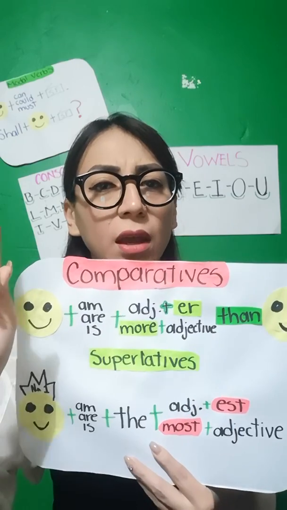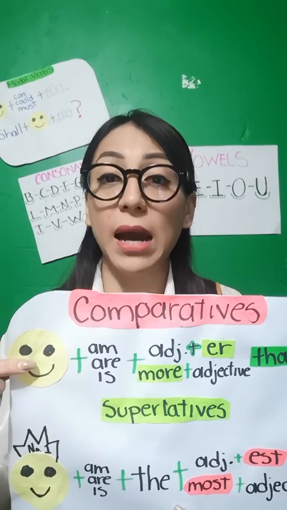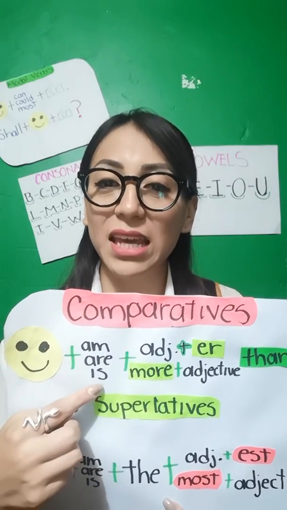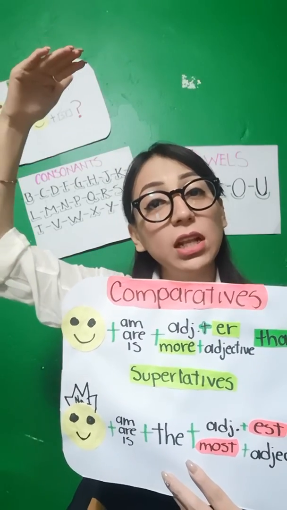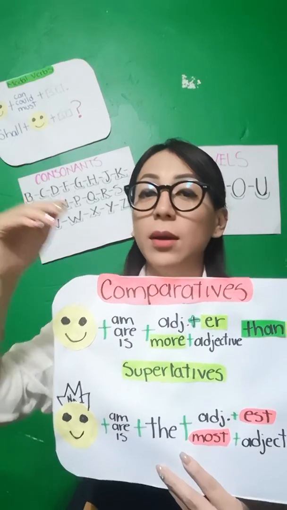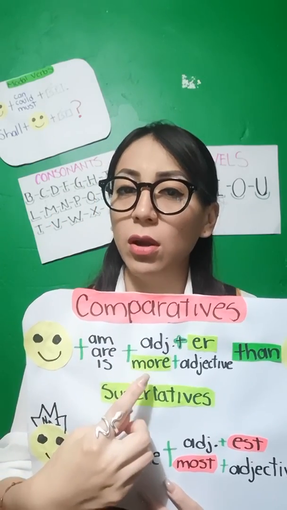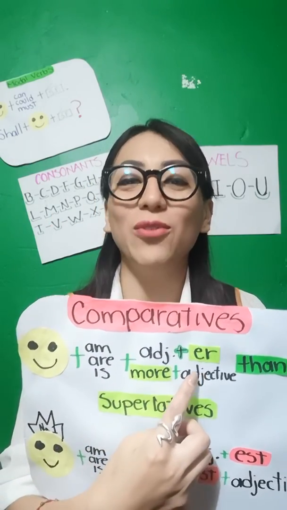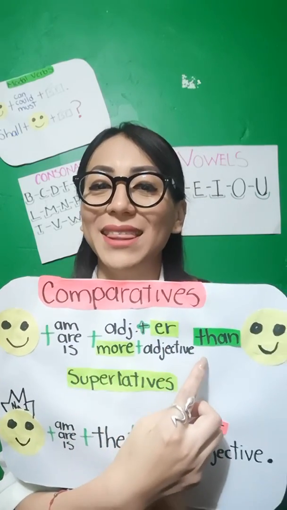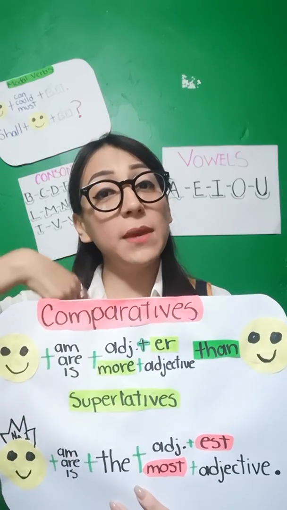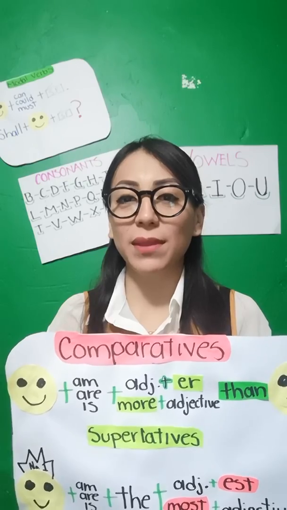For example, I can say, my sister is tall. Tall has only one syllable, so I have to use taller. Of course, taller. So my sister is taller than me. Yes, my sister is taller than me.